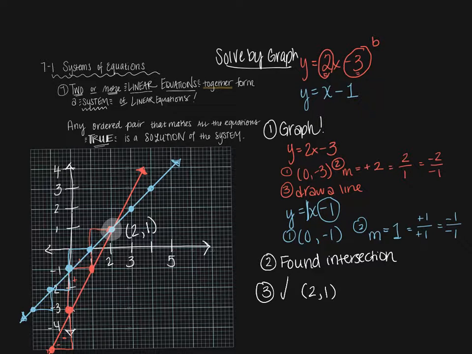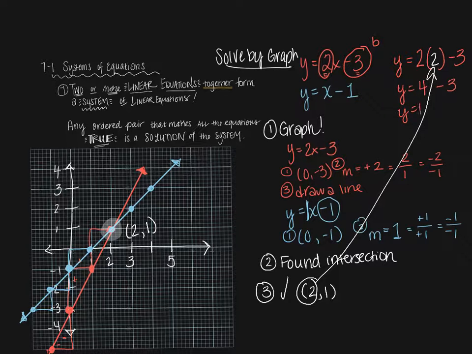And we're going to see if I plug that in place of my x. So y equals 2 times my x. My x value here is 2. I'm going to plug that in for my x in my first equation. And I'm going to have y equals 4 minus 3. So y equals 1. Now I want to check, is this the same thing that I got here? Yes, it is. So I know that it's a solution for my first.